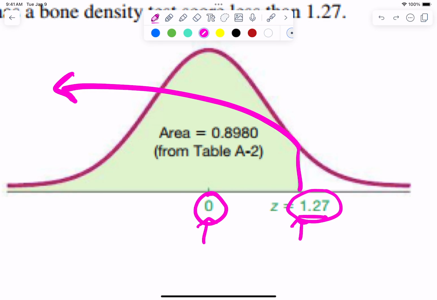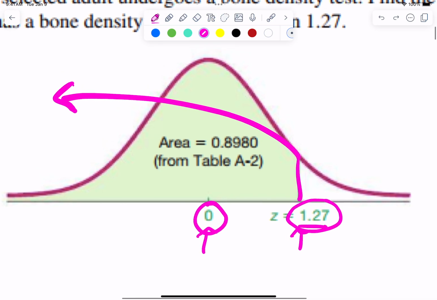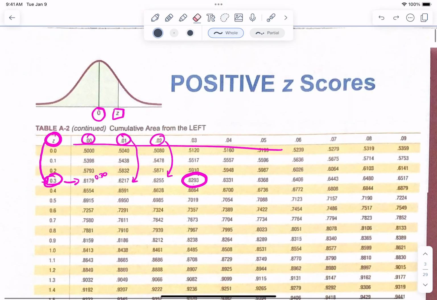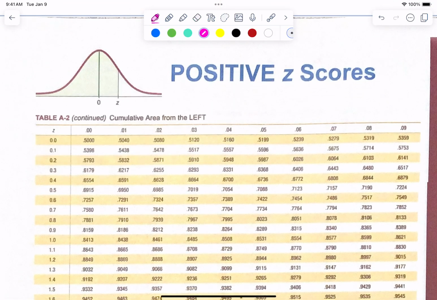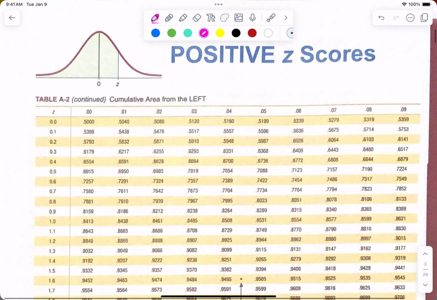1.27 is a positive number. So go onto your chart. Positive side, we're looking at 1.27. I have my chart right here. Let me erase some stuff. 1.27. So go to the column first. You're going to go down to 1.2, which is right here.